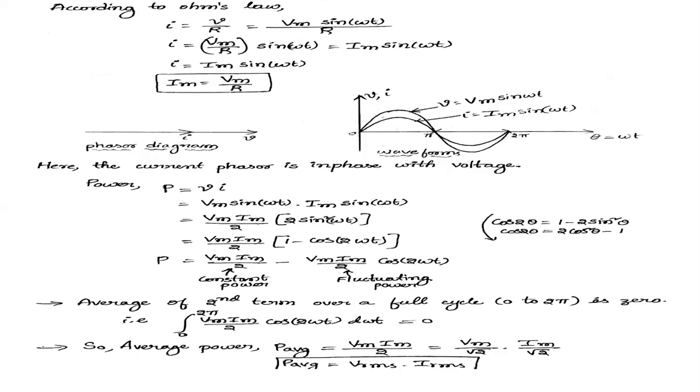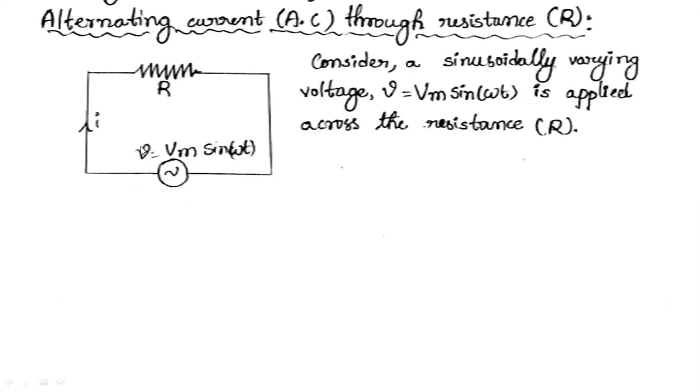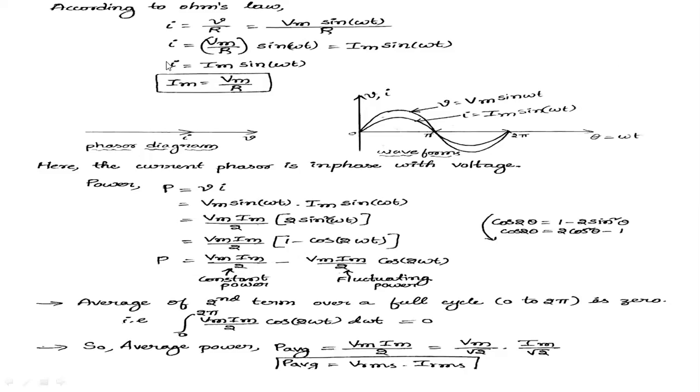According to Ohm's law, I equals V by R. Substituting V equals Vm sin omega t, I equals Vm sin omega t by R. Taking out Vm by R, the maximum voltage divided by R, we get I equals Vm by R times sin omega t.